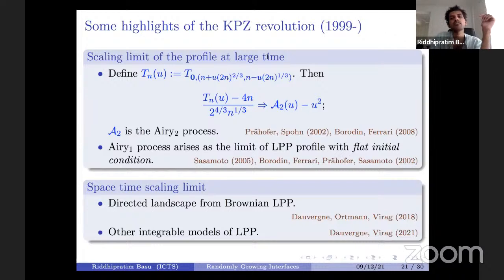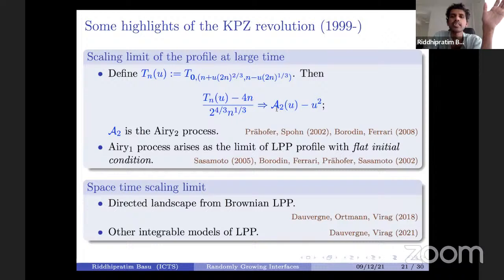But what one can show is that if you look at this T_n(u), you center it by 4n, which is the typical value at u equal to 0, and you divide by the scaling constant 2 to the 4/3 times n to the 1/3. Then in terms of finite dimensional distributions, it converges to a continuous stochastic process.